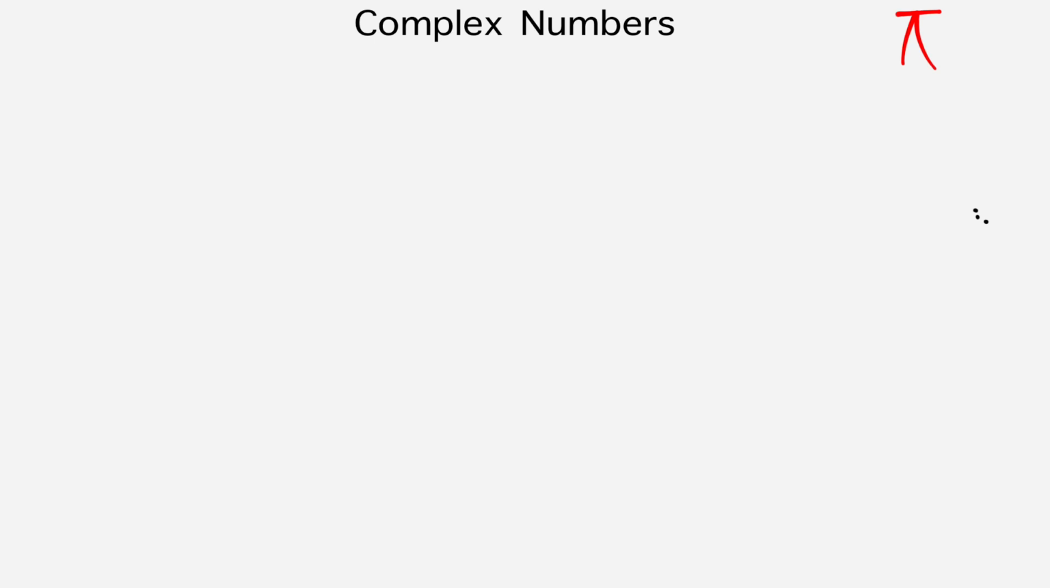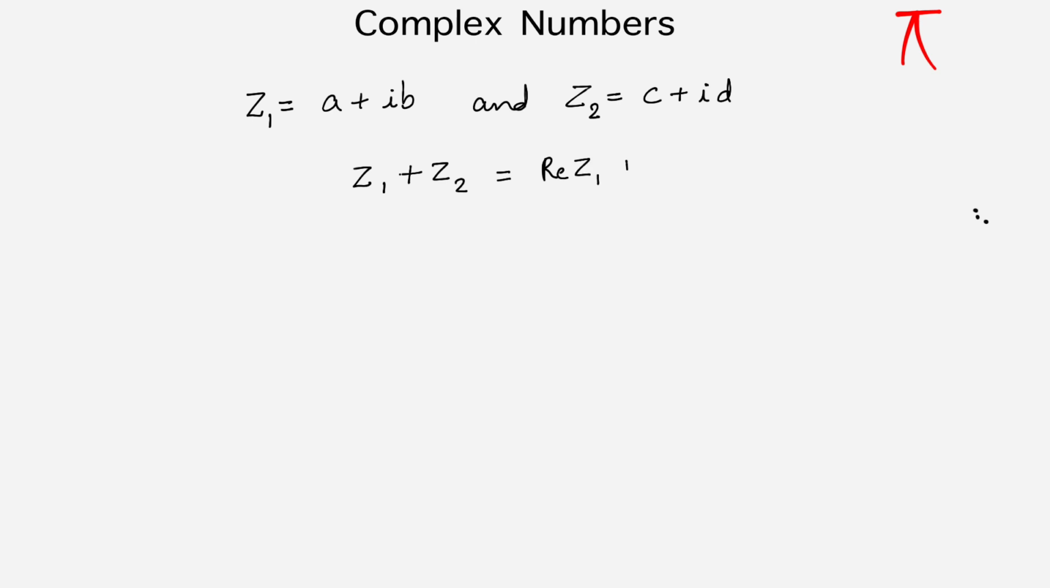If two complex numbers are given, suppose Z1 is equal to A plus iB and Z2 is equal to C plus iD, then if we have to add these two numbers, Z1 plus Z2, we will always add the real part of Z1 to the real part of Z2, and then we will add the imaginary part of Z1 to the imaginary part of Z2.